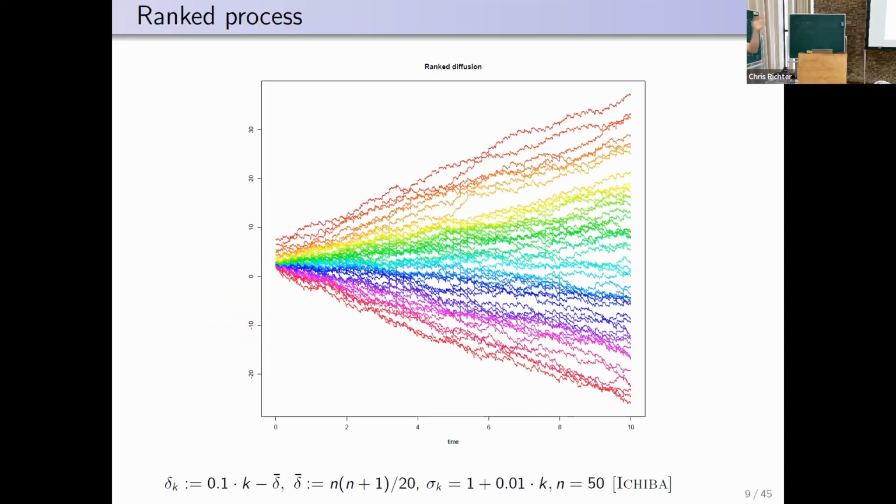So I hope it's clear for everyone. And so this is just a picture. Thank you, Tomoyuki. I take this picture from your slides. So you see the ranked process, for example, with some value of a drift and some value of covariance.